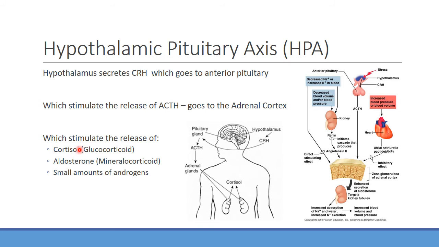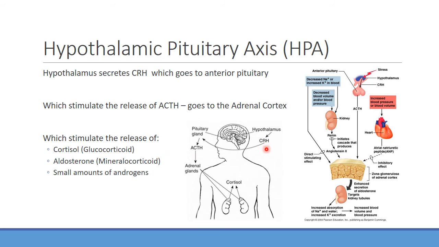Cortisol is also mentioned, another name for it would be hydrocortisone. When we're giving exogenous cortisol, that would be considered hydrocortisone. So that's a glucocorticoid. Talk about what that means in a second. You have aldosterone, which is going to be a mineralocorticoid. And then we're going to have small amounts of some androgens. So this is clinically not super significant for us. We're going to be mainly focusing on the glucocorticoid and the mineralocorticoid effects here.